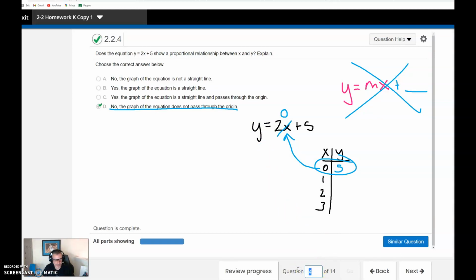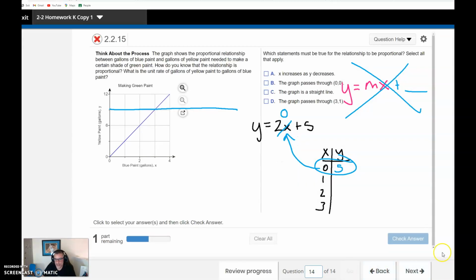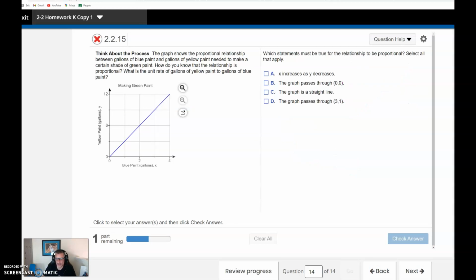All right, I'm going to skip all the way to the end here. I'm running out of time, so I know I'm going to have to do a lot of review here in class, which is fine. Number 14 says, the graph shows the proportional relationship between gallons of blue paint and gallons of yellow paint needed to make a certain shade of green paint. How do you know the relationship is proportional?